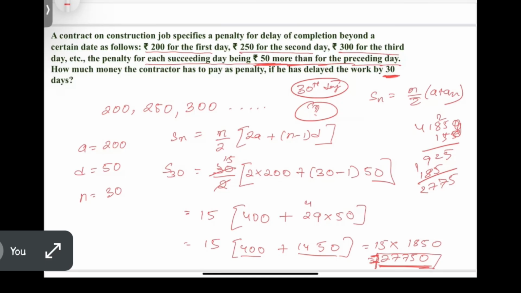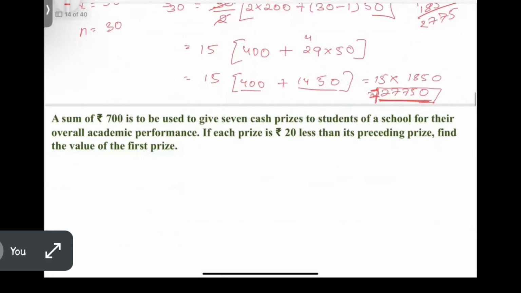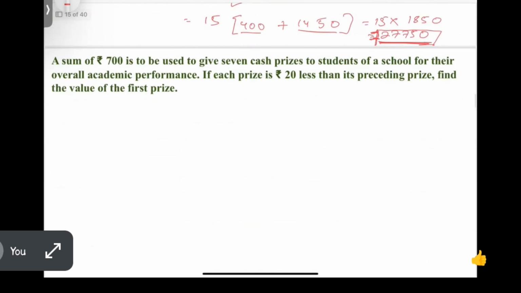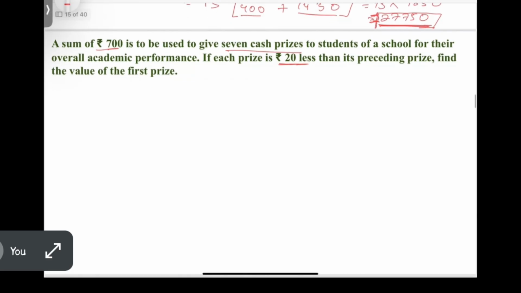Sounds boring, yeah. I'll leave this one for you, but I'll explain and I'll give it for you, okay? A sum of 700 is to be given, used to give 7 cash prizes to students of a school for their overall academic performance. If each prize is 20 less than the preceding prize, oh, this is a bit different, yeah. I'll have to do it, okay. 20 less than the preceding prize.